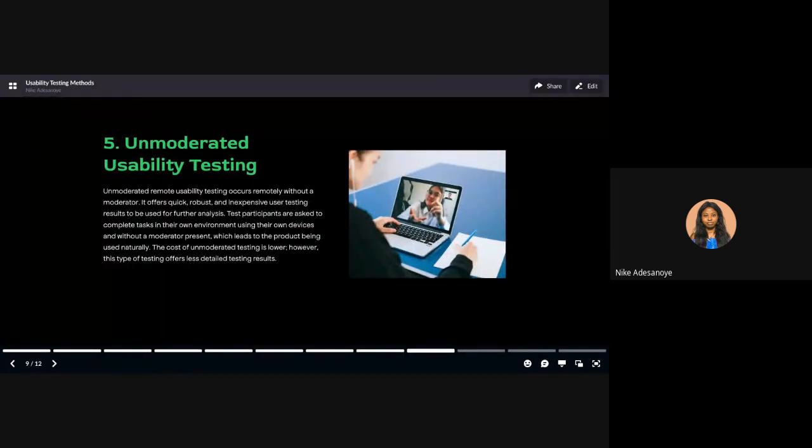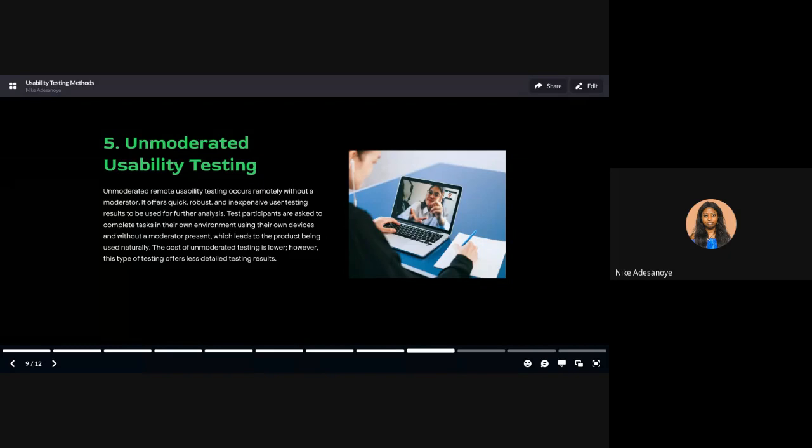Okay. So on unmoderated usability testing. The first one I mentioned was the lab, which is also moderated, and then this is the unmoderated, right? The unmoderated is done remotely. Like I said, the lab or moderated is done physically. You are seeing the person, you guys are in a space together, one on one.